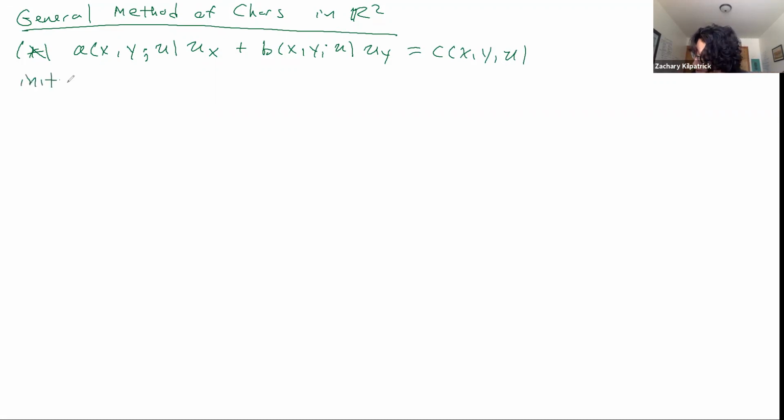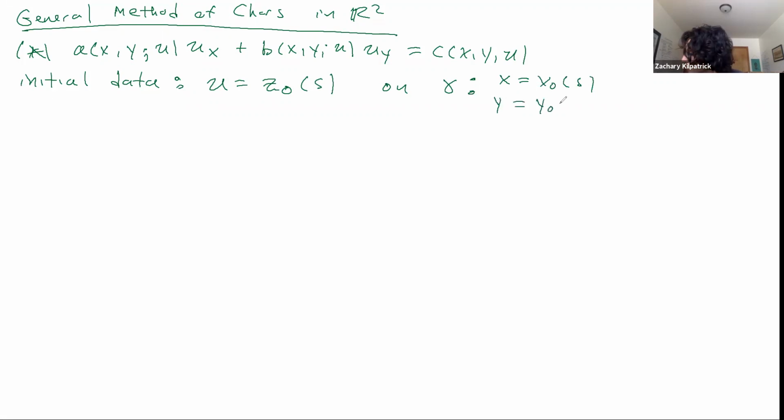And your initial data, we'll allow that to be pretty general. It's going to be u is equal to some function z0 of s on this region I'll call gamma, which can be a parametric curve of x and y. So it doesn't have to be a nice, sharp boundary like this. It could be some curved boundary. That's all this allows us to do.